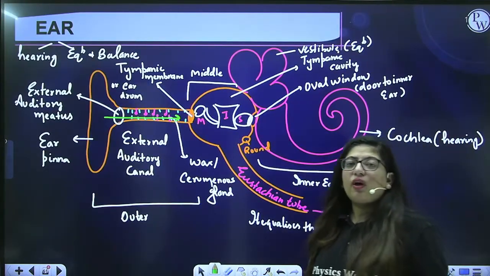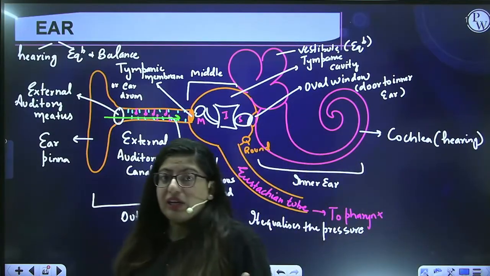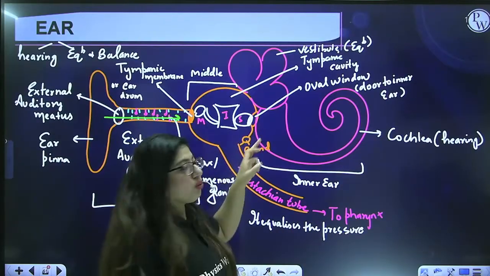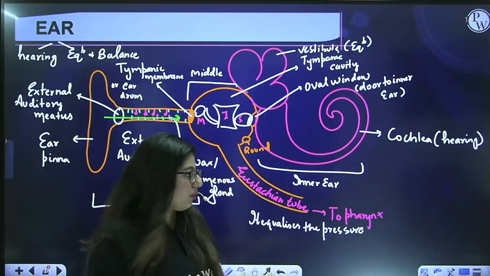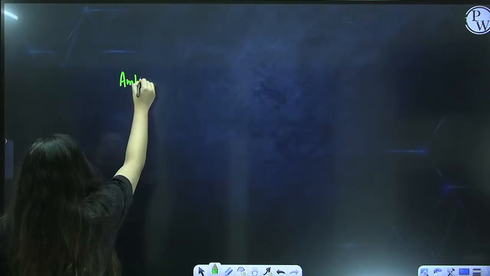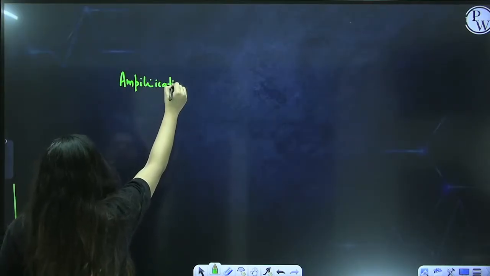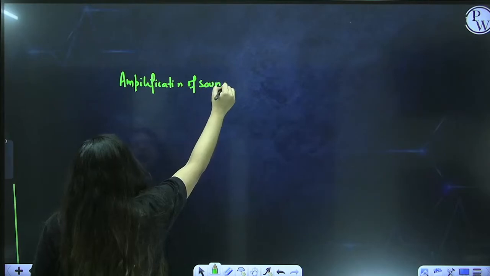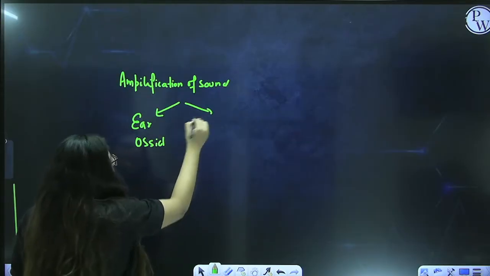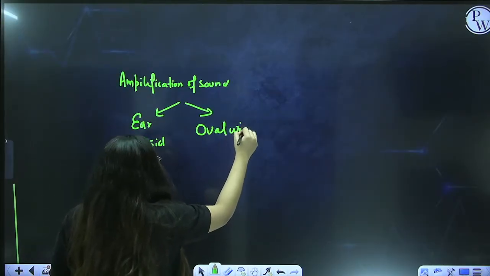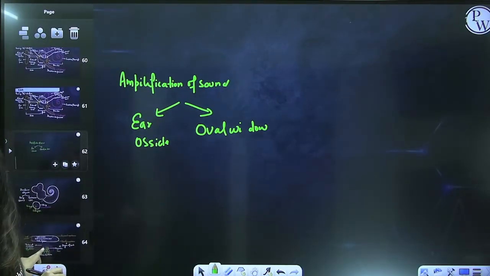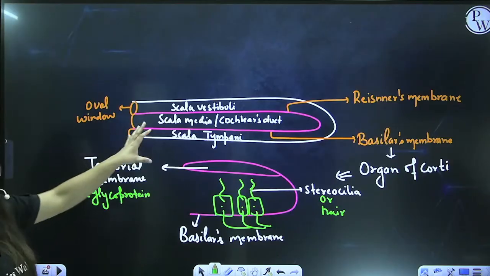These ear ossicles will now amplify that sound or vibration. The function of ear ossicles is to amplify the sound, right? So it will amplify the sound along with this oval window. Oval window will also amplify the sound. So remember, two things help in amplification of sound. One, your ear ossicles. And second, yes guys, second is your oval window. Now your sound has entered into the oval window. Now it will go to the cochlea.